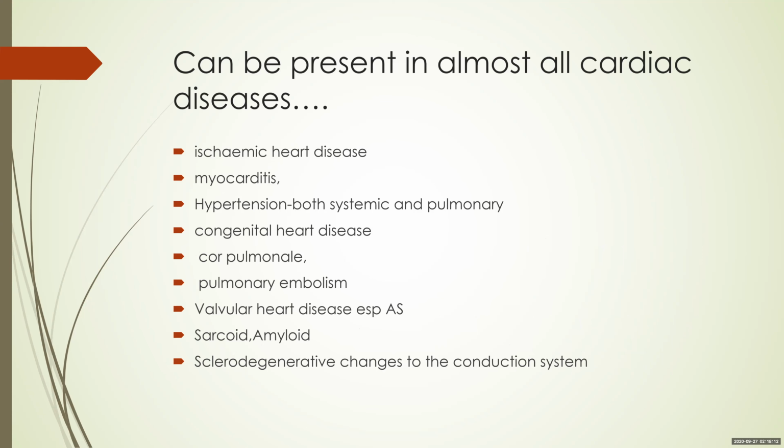What about if there is structural heart disease? It can be present in any cardiac disease. You name a cardiac disease, that can have a right bundle branch block on the ECG. It can be present in ischemic heart disease, myocarditis, hypertension, both systemic as well as pulmonary hypertension, congenital heart diseases, cor pulmonale, pulmonary embolism, valvular heart diseases, especially AS, where the calcification, which not only contains itself to the aortic valve, can extend into the conducting system.